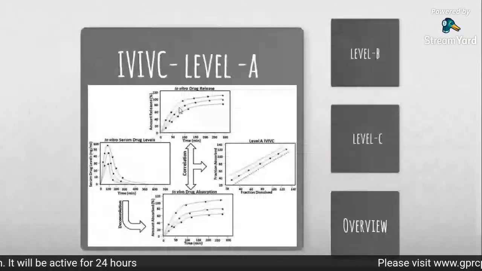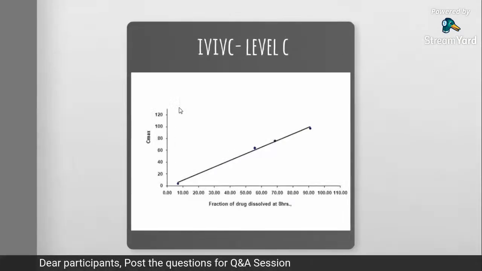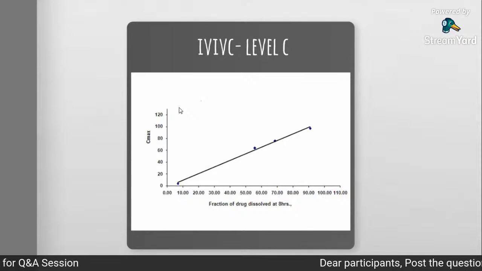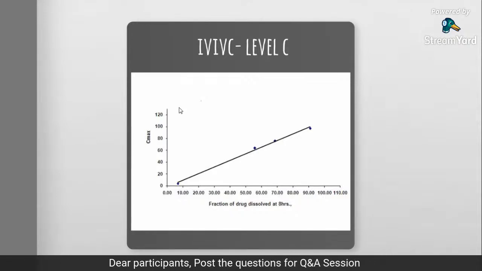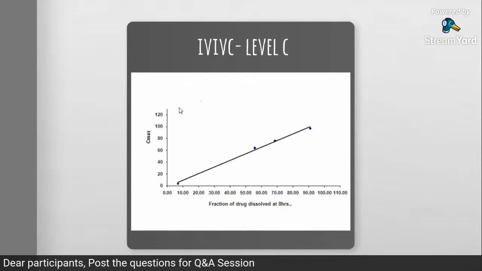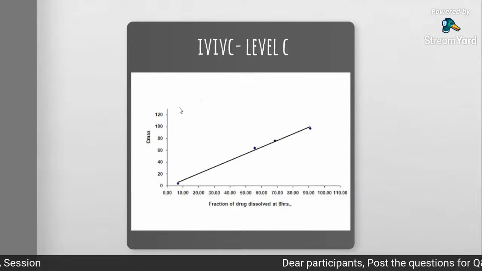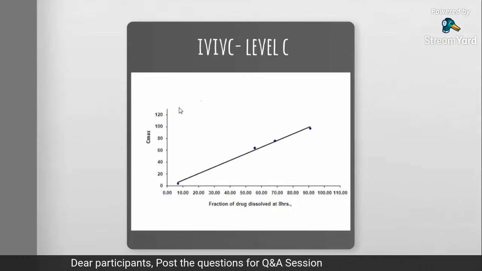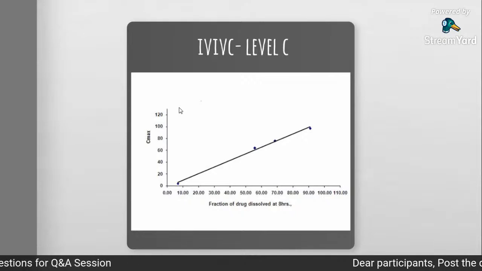And if level B correlation also is not possible, we have the other option. Anyhow, we have the percentage of drug release and you have the Cmax value, maximum plasma concentration. What is the percentage of drug release? What is the Cmax? A single point, directly single point correlation. Cmax value versus percentage of drug release. How much percentage of drug release within 8 hours and what is the Cmax? How much percentage of drug release within 4 hours? What is the Cmax? Like this, we need to correlate. This is level C correlation.